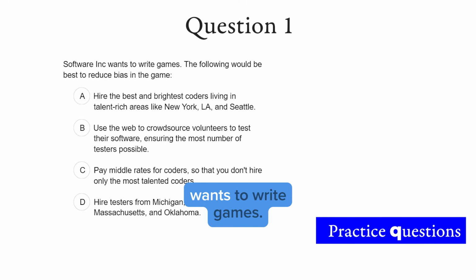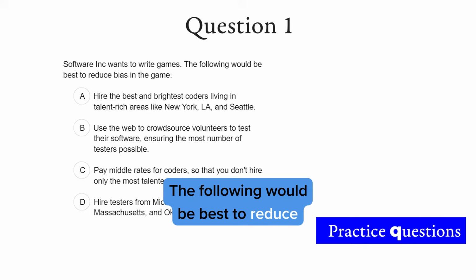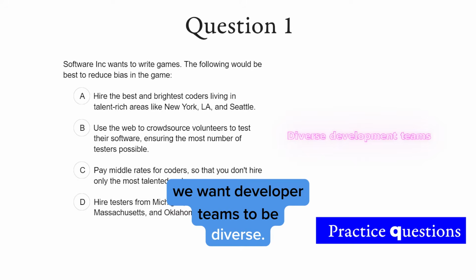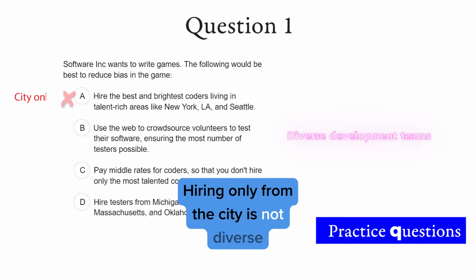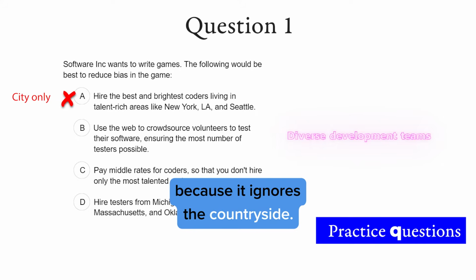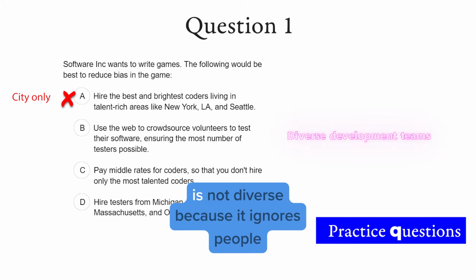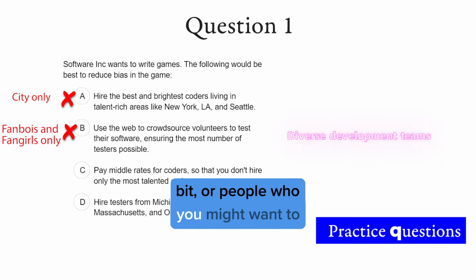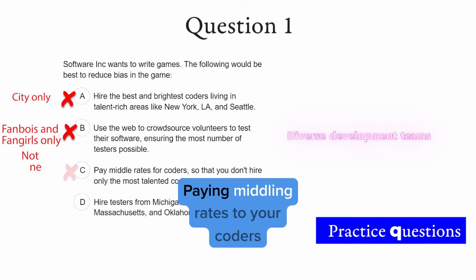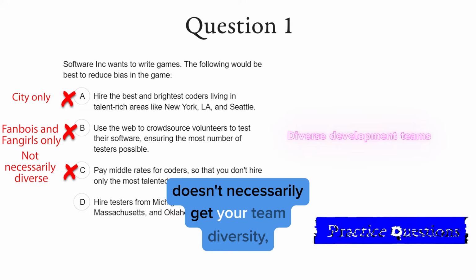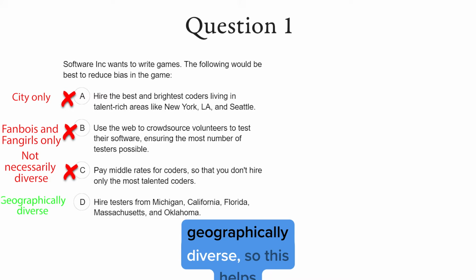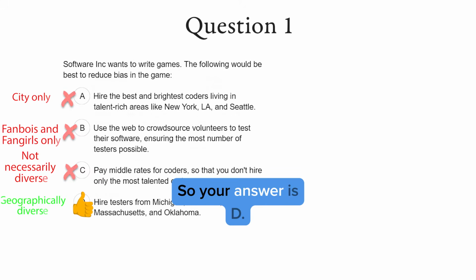Go with the questions. Question 1. Software Inc. wants to write games. The following would be best to reduce bias. So for reducing bias, remember, we want developer teams to be diverse. Hiring only from the cities is not diverse because it ignores the countryside. Having the most enthusiastic gamers is not diverse because it ignores people who like your product only a little bit or people who you might want to sway to your product. Paying middling rates to your coders doesn't necessarily give your team diversity, but testers from all of the states are geographically diverse. So this helps reduce bias. So your answer is D.